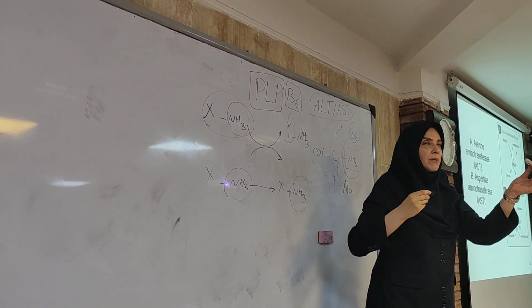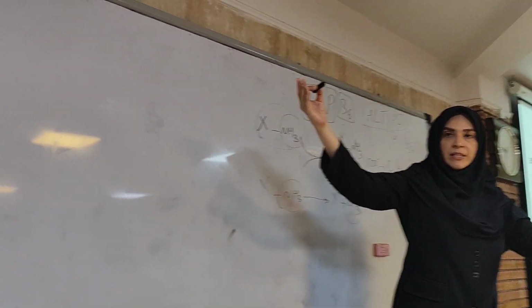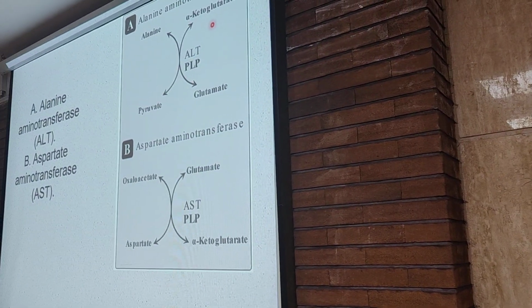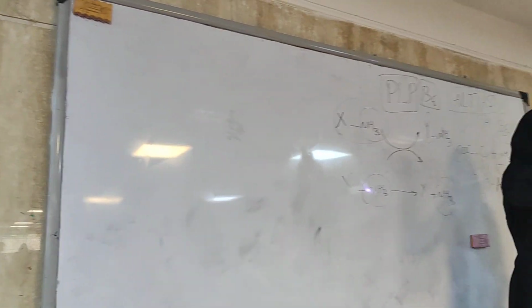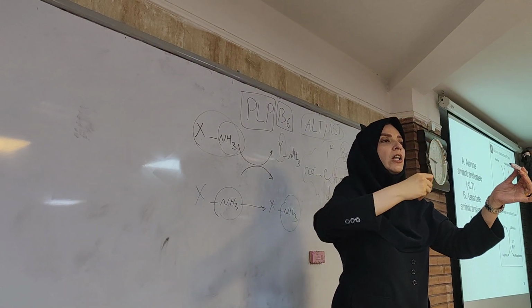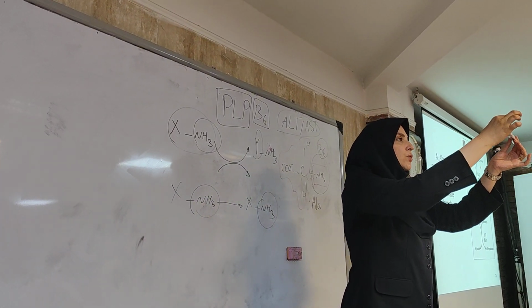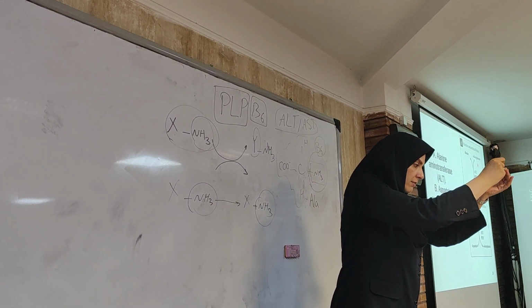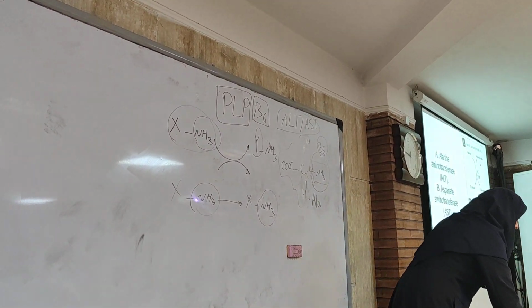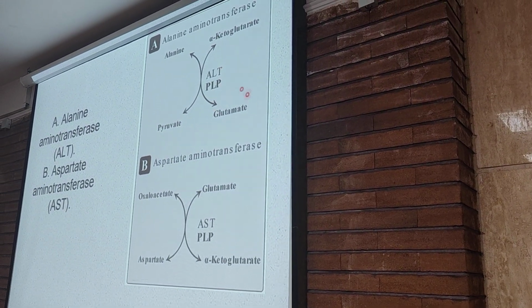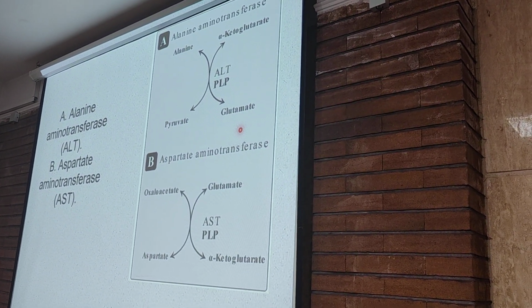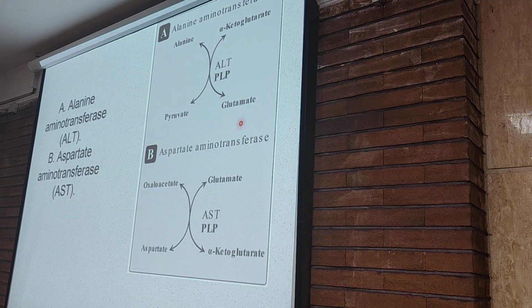Now, for example, for this reaction, alanine aminotransferase, the donor of the amine group is alanine. Alanine donates its amine group to the alpha ketoglutarate, okay? And alanine converts to pyruvate, and alpha ketoglutarate converts to glutamate. Clear? Or no? Repeat.